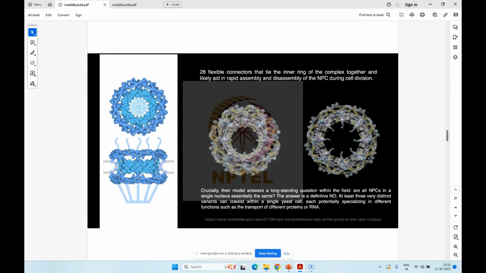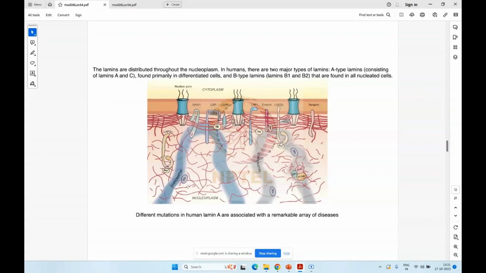This is a beautiful image that shows the assembly and disassembly of the nuclear pore complex. So during division, almost all of the components of the cell sort of disintegrate, they dismantle, and then after the division has occurred, they reassemble again. And this is basically a depiction of that.